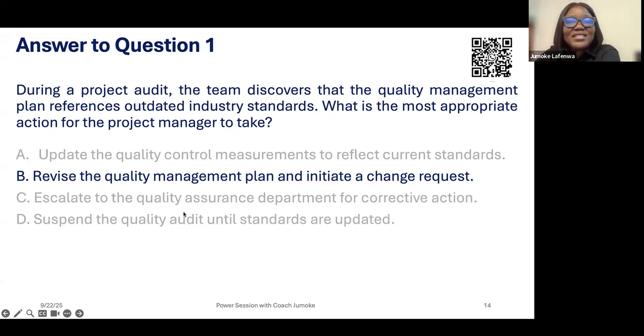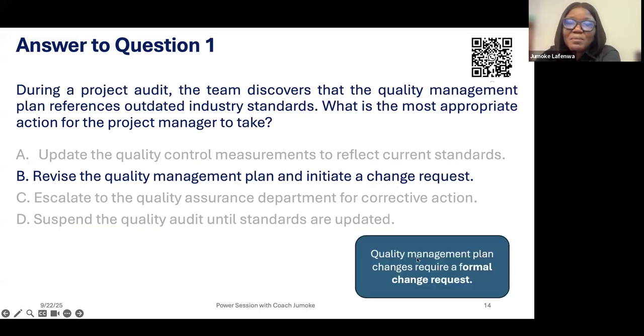Revise the quality management plan and initiate a change request. Quality management plan changes require a formal change request. If you are managing predictive projects, any change has to go through the change control board. You as a project manager come up with an analysis of the change, and it's already said that what you have is outdated. So you have to initiate so that the change control board can approve, and then you can revise it.